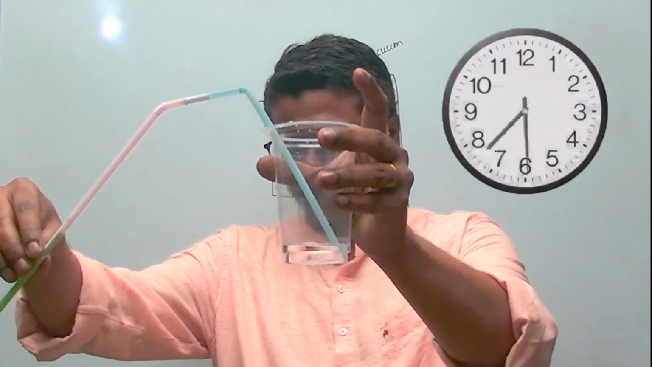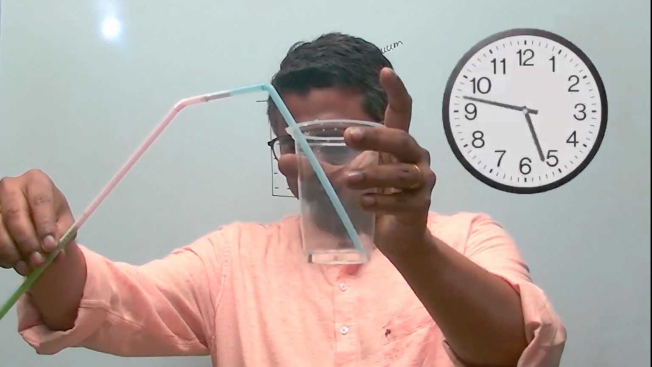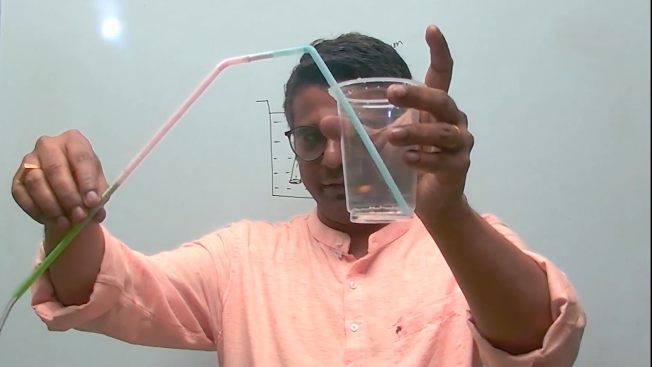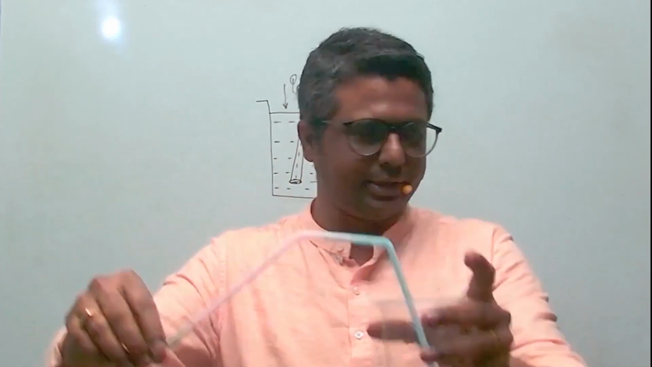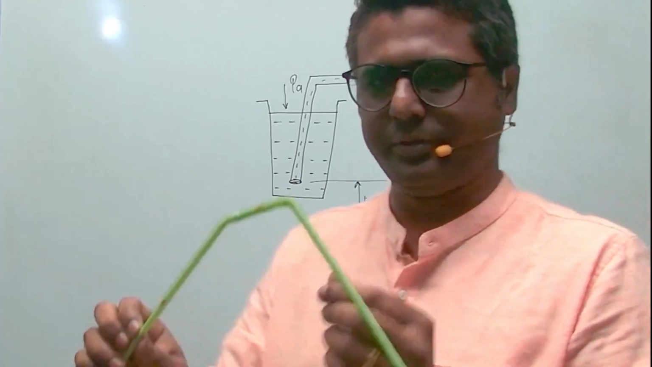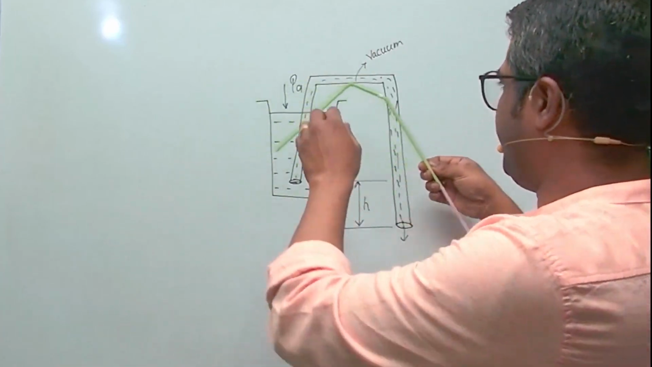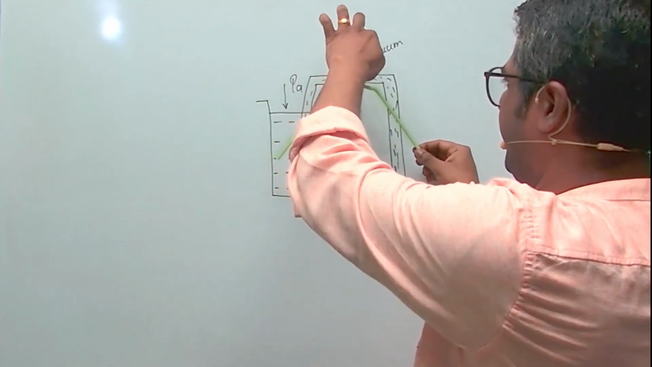I'll just wait for the glass to get empty. As you can see, the glass is getting emptied over here. Okay, the complete glass is empty now. If I compare this one like this, here I had made two holes.